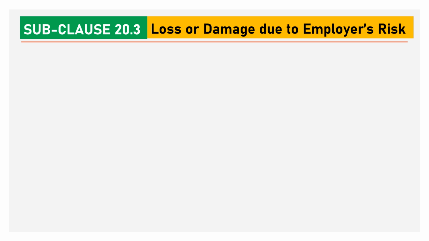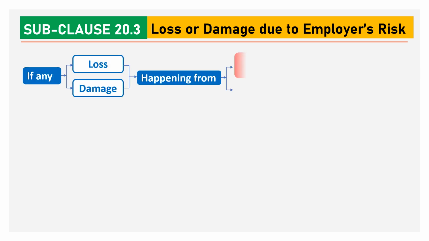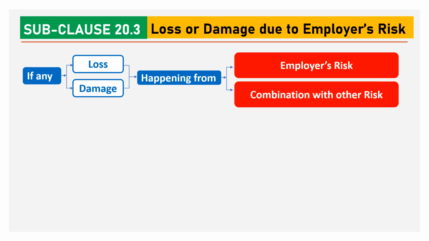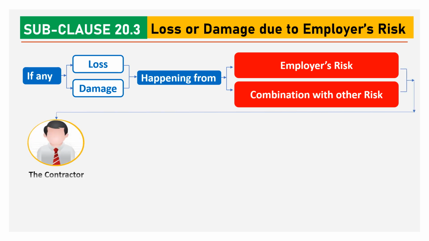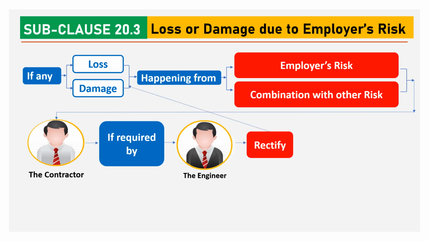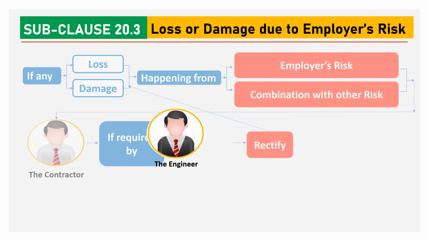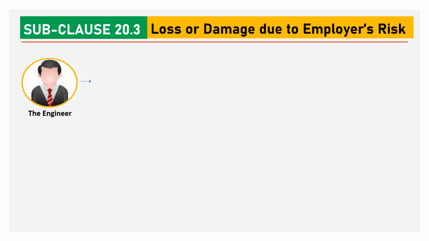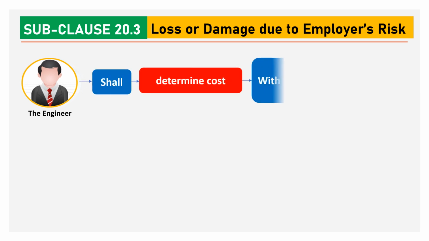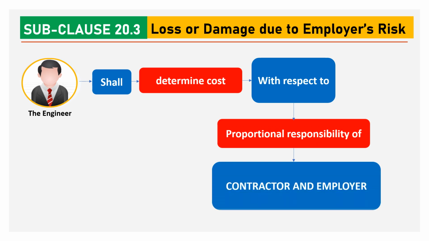Now we will discuss Clause 20.3 loss or damage due to employer's risk. If any loss or damage happens from employer's risk or in combination with other risk, the contractor, if required by the engineer, shall rectify such loss. The engineer shall determine the cost with respect to the proportional responsibility of the contractor and the employer.